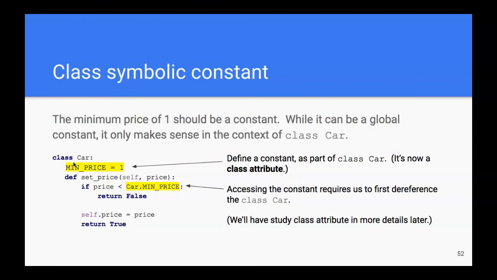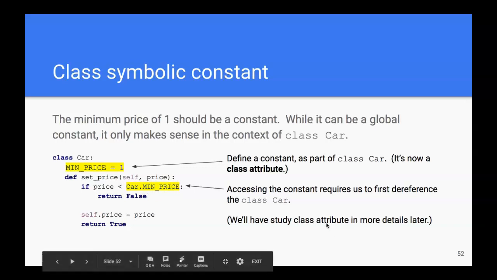So when you define something at the class level, when you define an attribute, not using self and just in one indentation level deep as part of the class, that's called a class attribute. And we access the class attribute by starting with the class dot and then the name of that attribute.